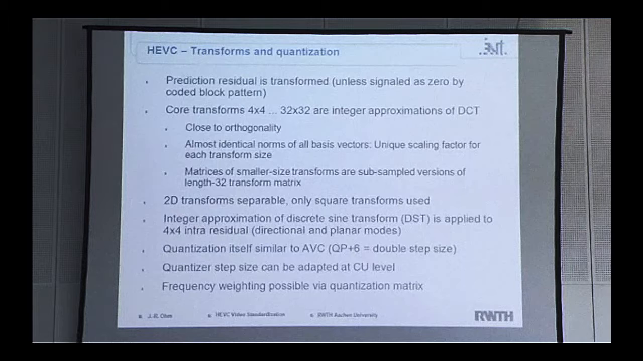And also frequency weighting is possible by quantization matrix, where we have investigated that and we found that for the larger transforms it's not really necessary to describe a quantization matrix for each transform coefficient. For 32x32 we just use an 8x8 quantization matrix, a different one than for the 8x8 transform, and simply one quantization step size is used for a group of 4 transform coefficients.